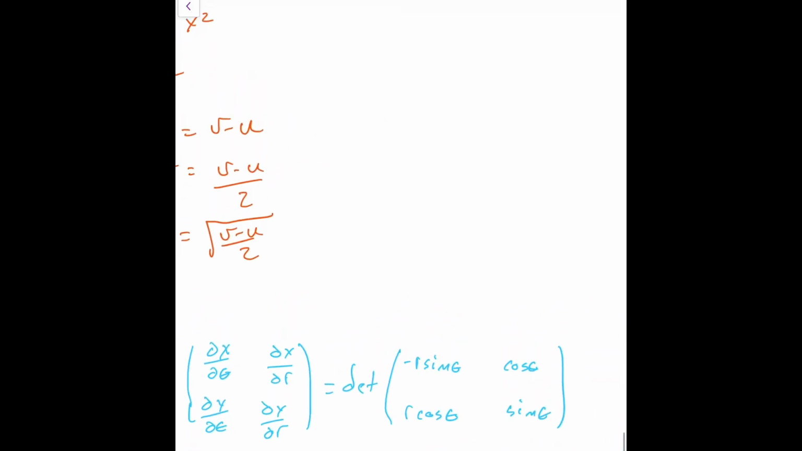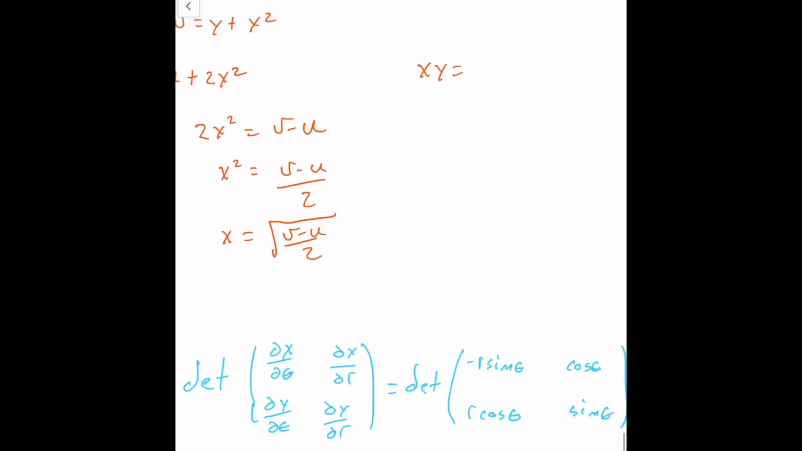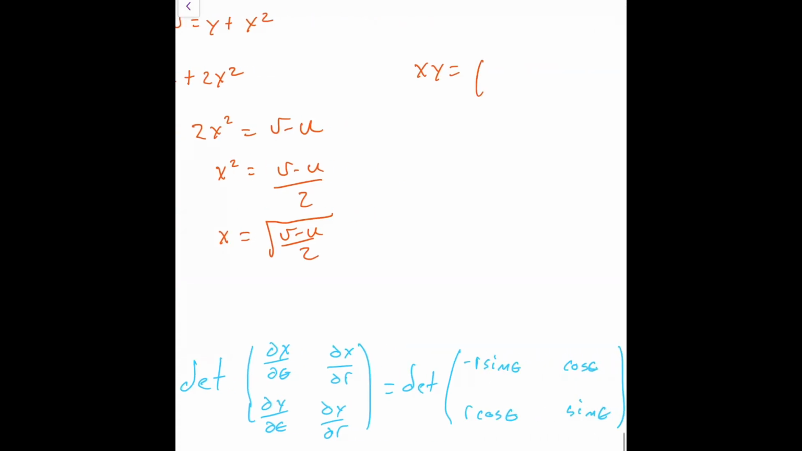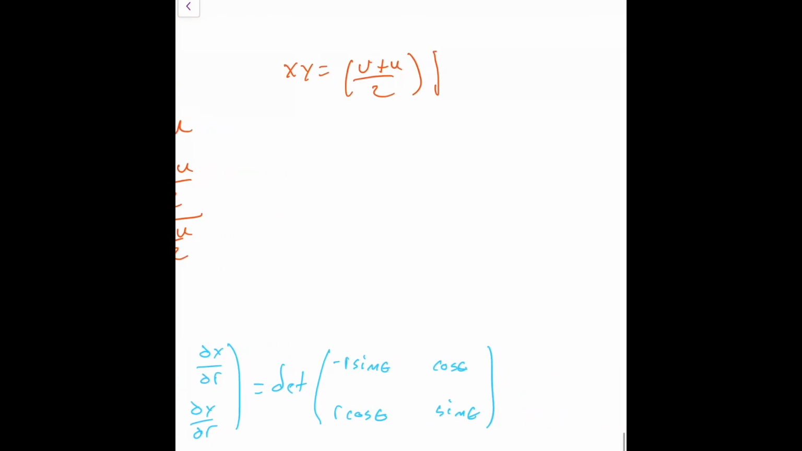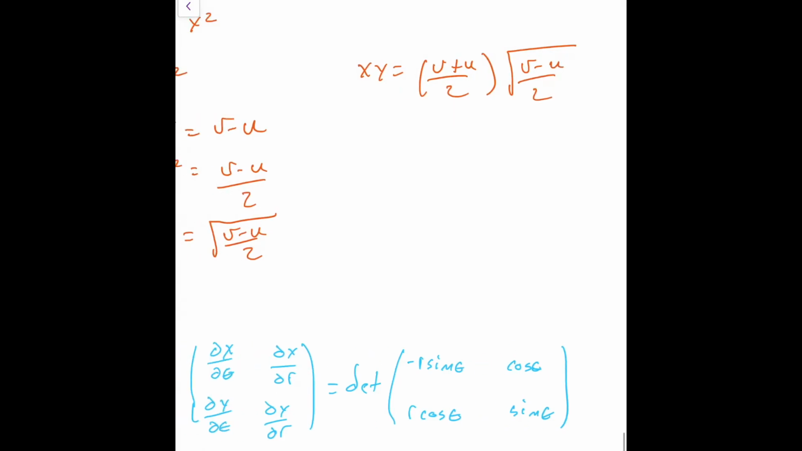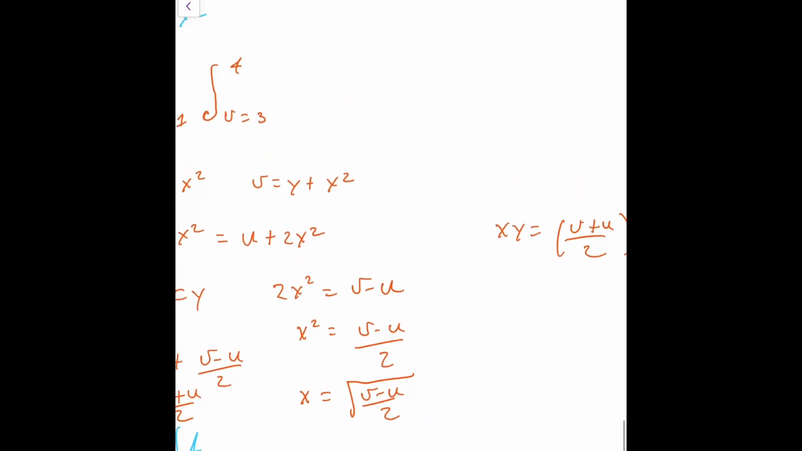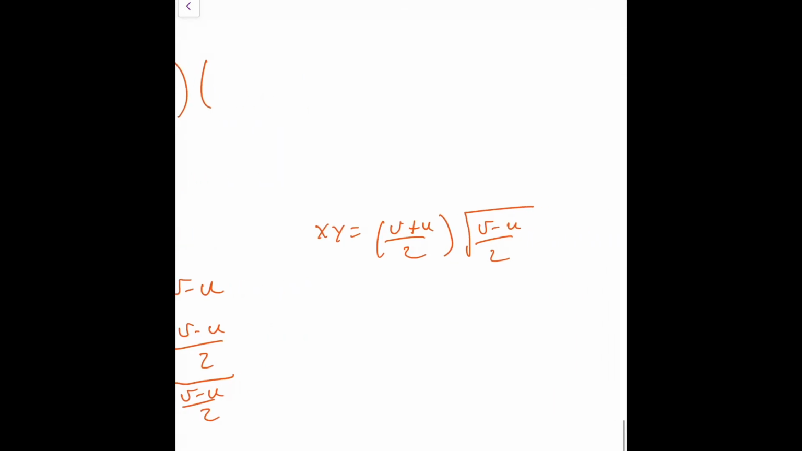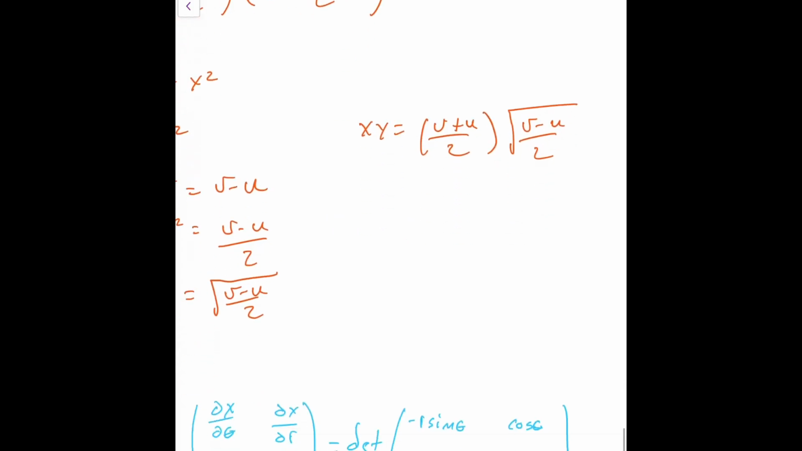So I can make one computation here. X times y, sorry, this is getting incredibly messy work because I'm having the problems run together. Okay, so x times y is (v plus u) over 2 times the square root of (v minus u) over 2. Okay, so that's what x times y is. So let me plug that into the integral here. So this is (v plus u) over 2 times the square root of (v minus u) over 2.